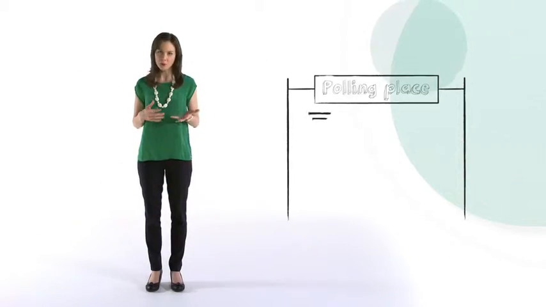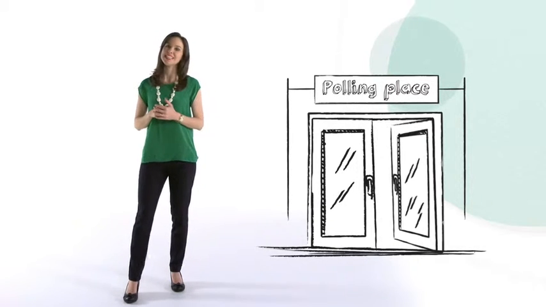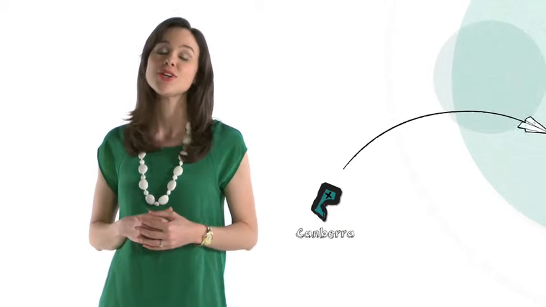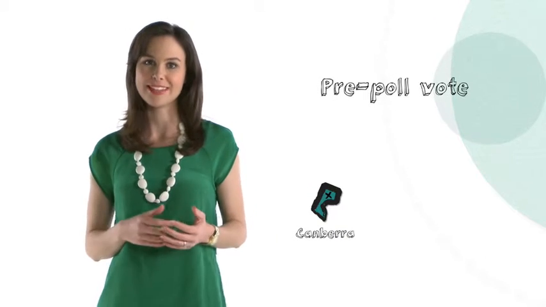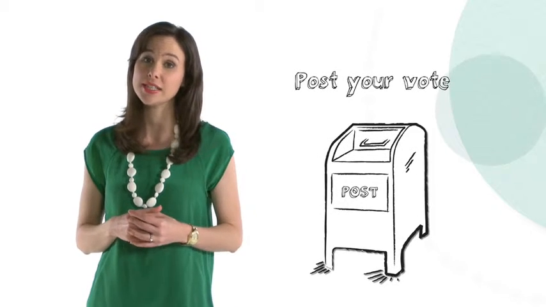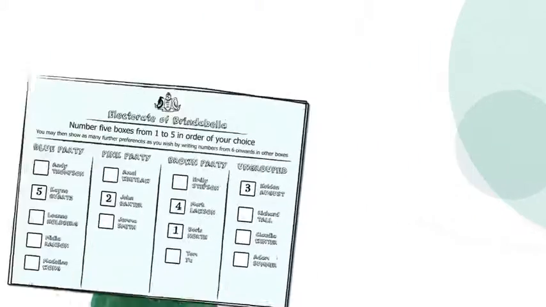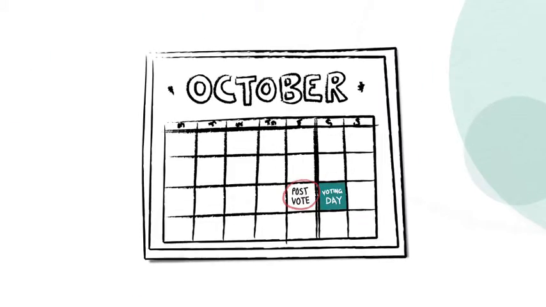You can vote at your local polling place, often the local school, or at a polling place in another electorate. If you won't be in Canberra on the day of the election, you can pre-poll vote before you leave. Or you can post your vote if you are ill, travelling in Australia or overseas. The ACT Electoral Commission will post the ballot papers to you. You complete your vote, then post it back. Just make sure it's in the post before election day.